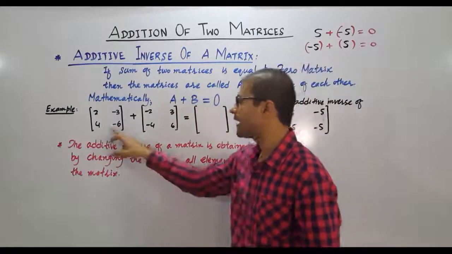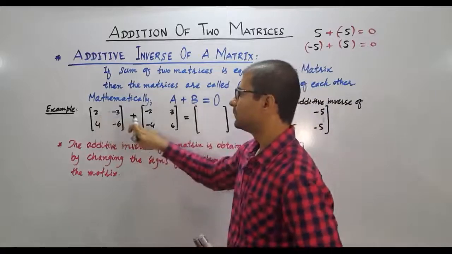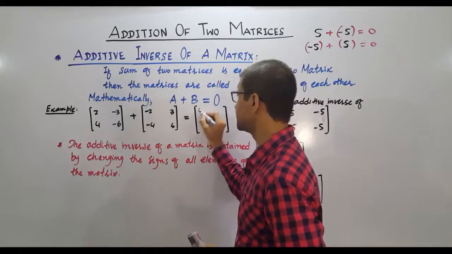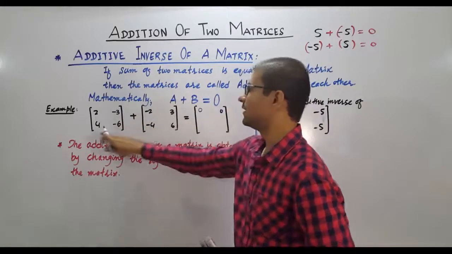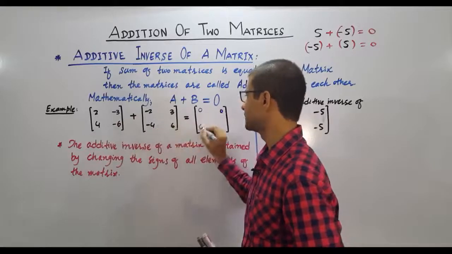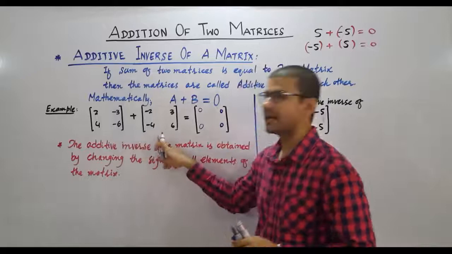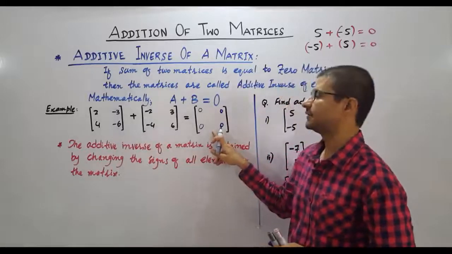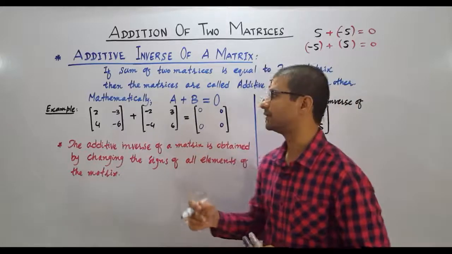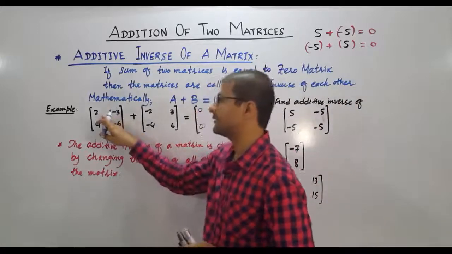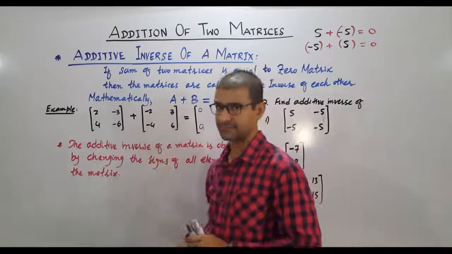For example, we have two matrices. If we add, then we will get 2 plus -2, 0, -3 plus 3, 0, 4 plus -4, 0, -6 plus 6, 0. If we add these two matrices, we get the null matrix. Then these two matrices are called additive inverse of each other. The additive inverse of this matrix is this, and the additive inverse of this matrix is this.